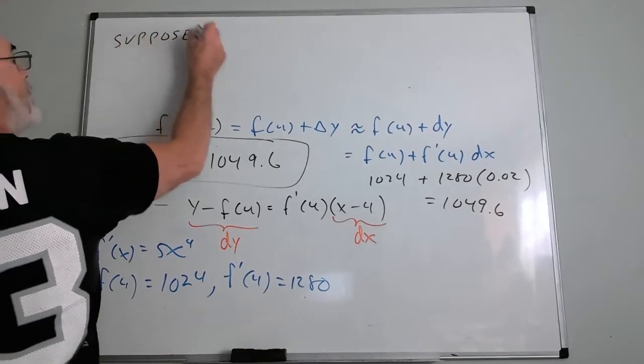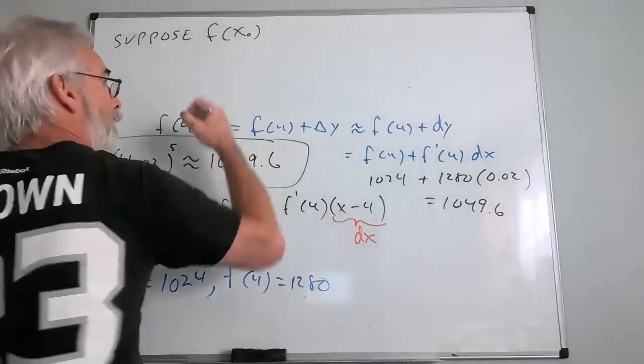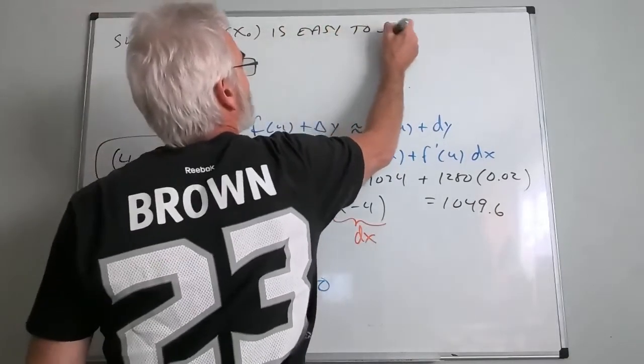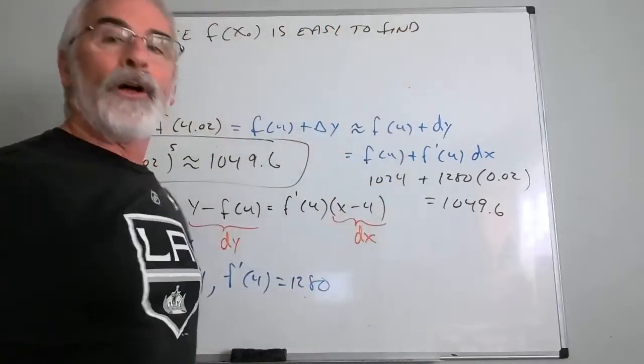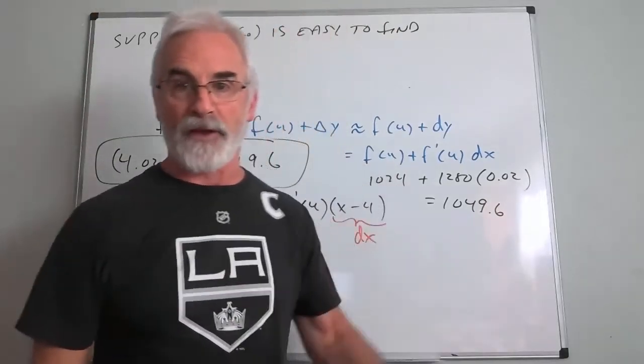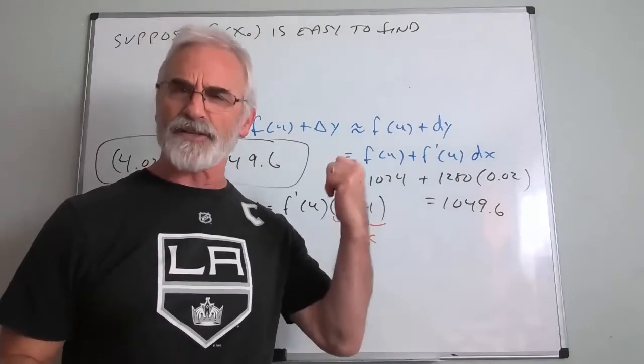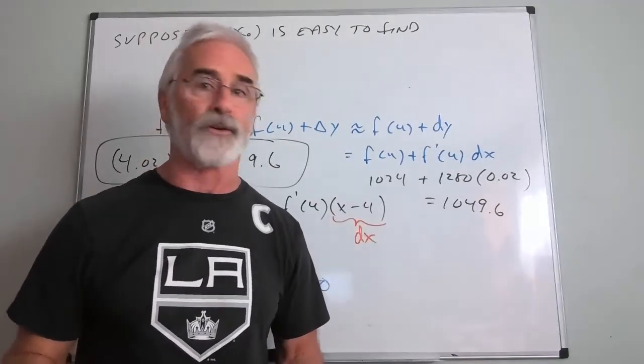Okay, suppose f of x0 is easy. Let's just start with that. That's because we call x0 our happy value. That's the term I like to use, mathematical term. It's our happy value. In this case, 4 was our happy value. 4.02 was not.